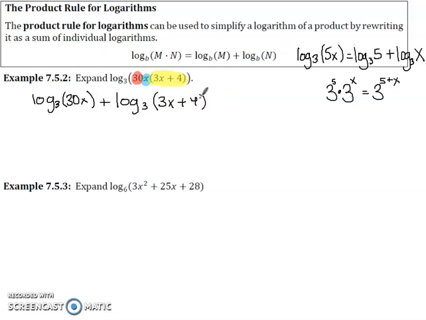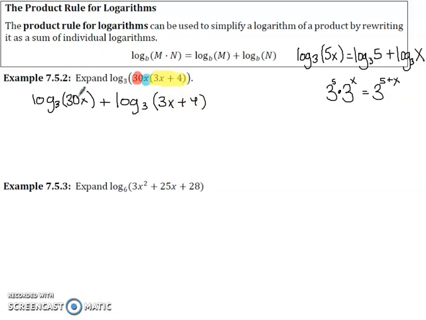Now in this log base 3 of 3x plus 4, I do have multiplication, but that 3 is only multiplied by the x. It's not a factor. It's not also being multiplied by the 4. So unfortunately, I cannot split up this log any further. I do not have a common factor between the 3x and the 4 that I can factor out.